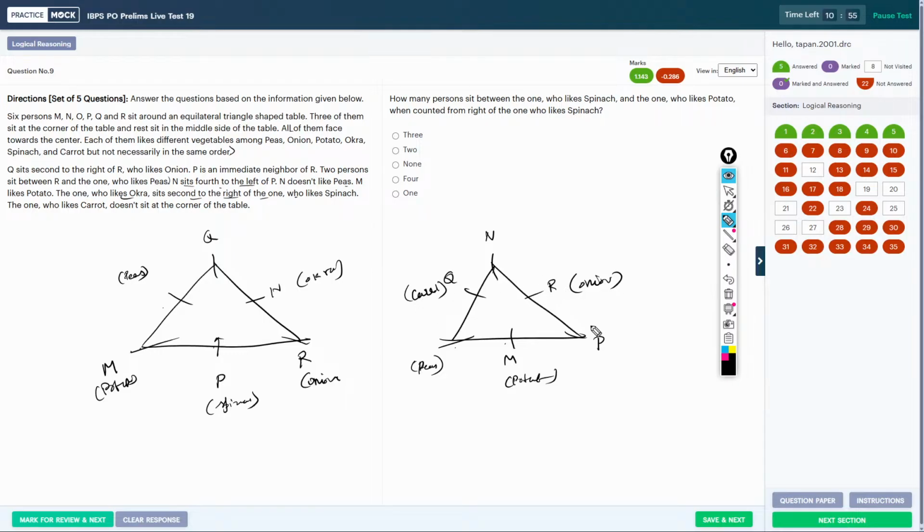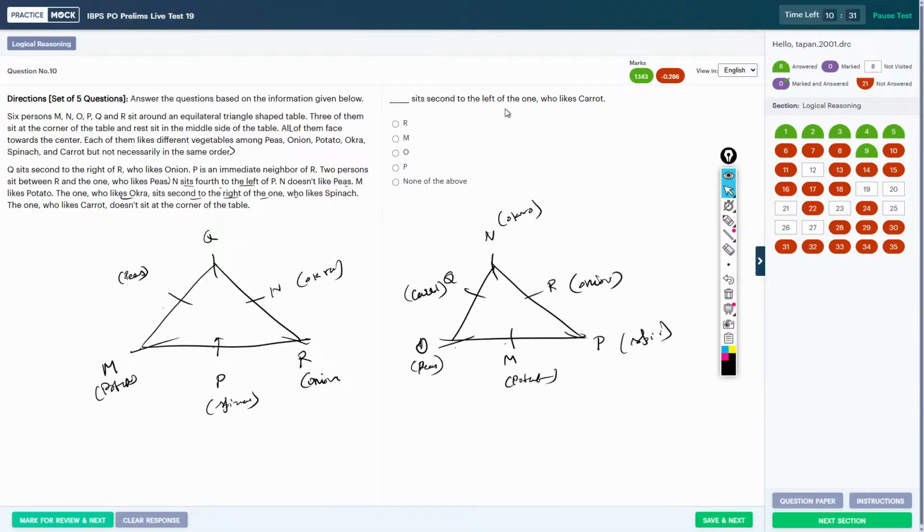And the one who likes okra sits second to the right. Okra and spinach. And another person is M, N, O. How many persons sit between spinach and potato? The right of spinach. Spinach and potato. So 1, 2, 3, 4. Dash is second to the left of carrot. R.